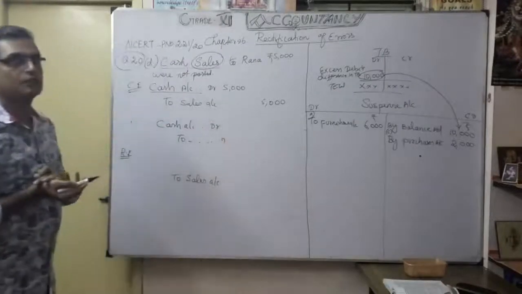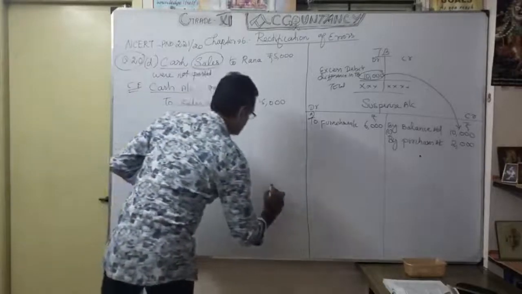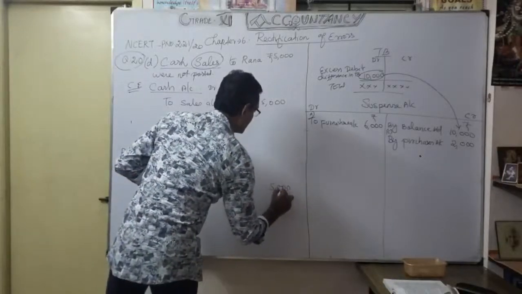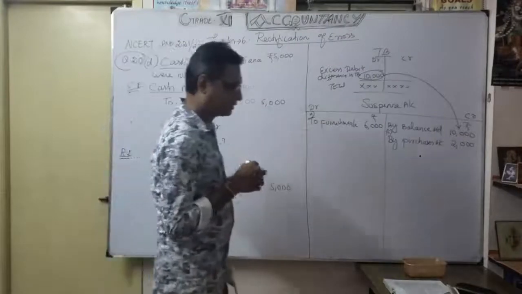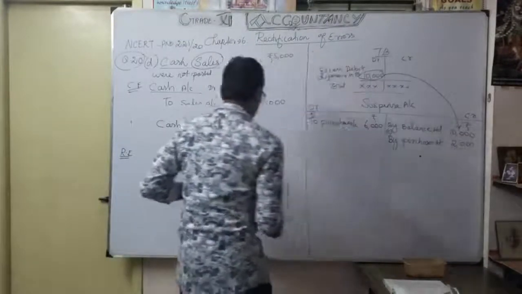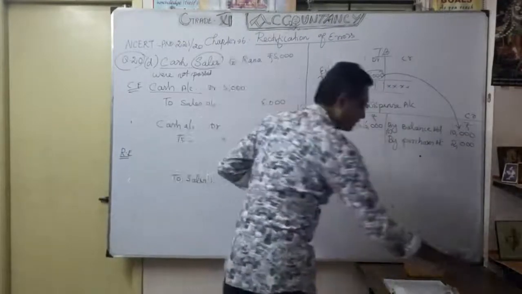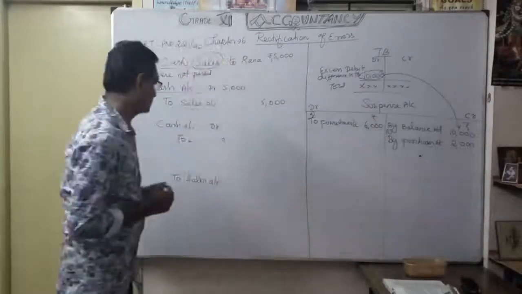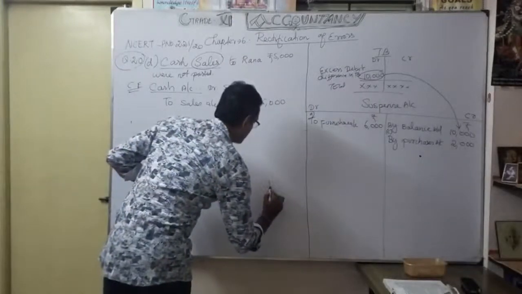Okay, to sales account. How much? 5000. That's what they have given now. One side error, so one side defect. So now we are going to consider one side error. That's why you are opening a suspense account. So to sales account 5000.